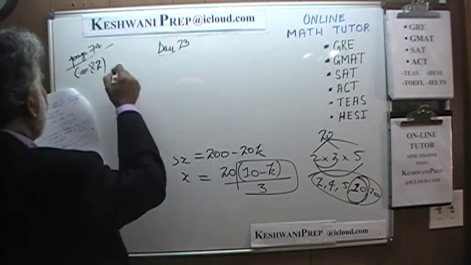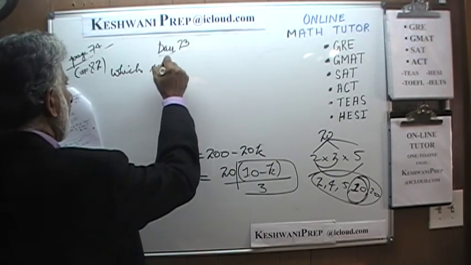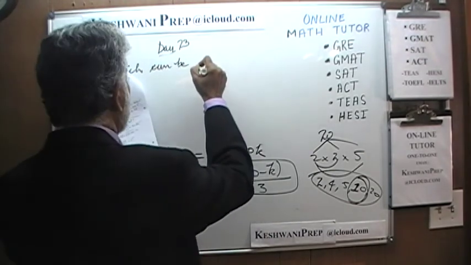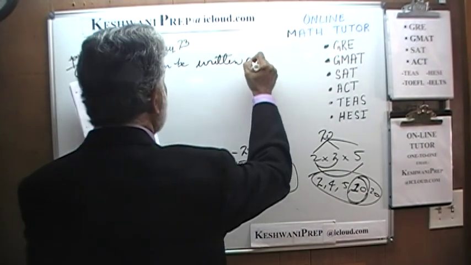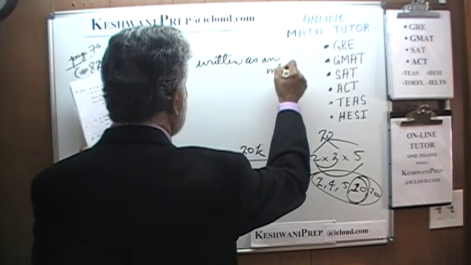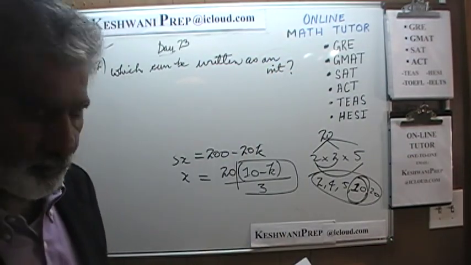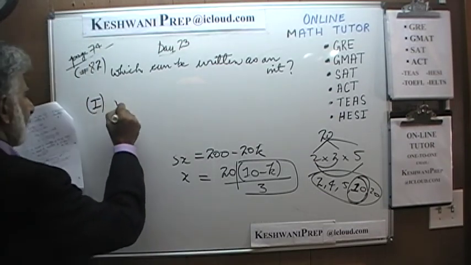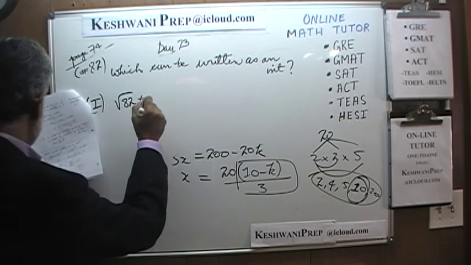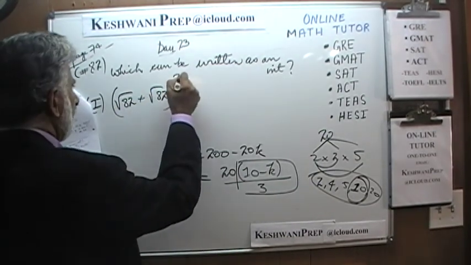Eighty-two says, which can be written as an integer. There are 3 quantities that they give us, and our job is to figure out which one can be written as an integer. The first one is the square root of 82 plus the square root of 82, whole squared.